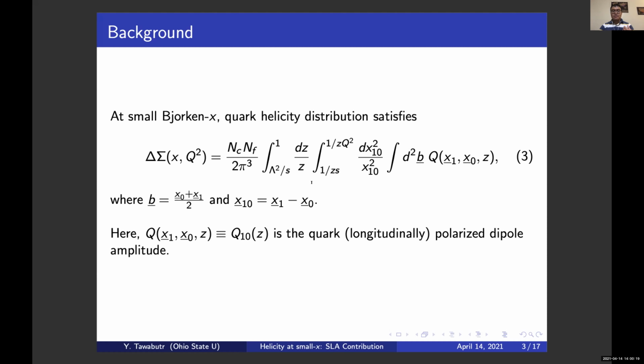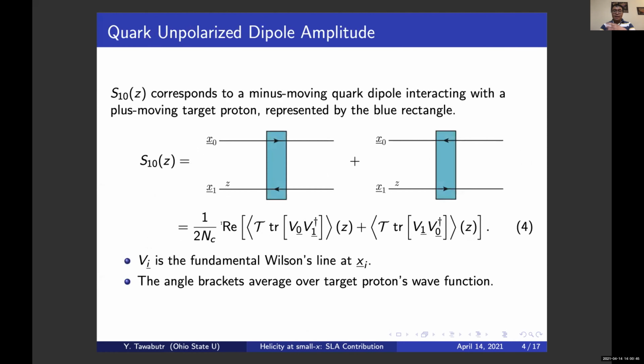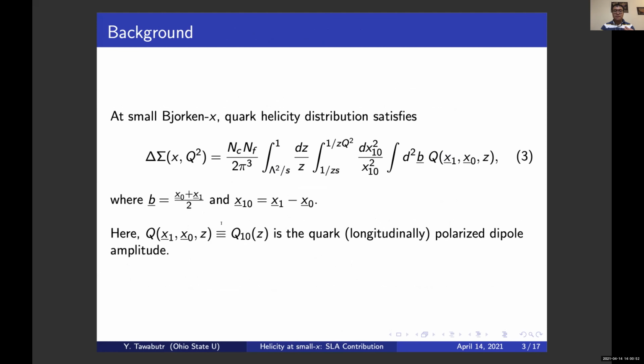The integration is well over z, and the distance between the two transverse positions, x1, 0, and the impact parameter, which is basically the midpoint between the two transverse positions. Now to explain in more detail the quark polarized dipole amplitude, I want to first take a little step back and talk about the quark unpolarized dipole amplitude, which is represented by S10 as opposed to Q10 here, right?